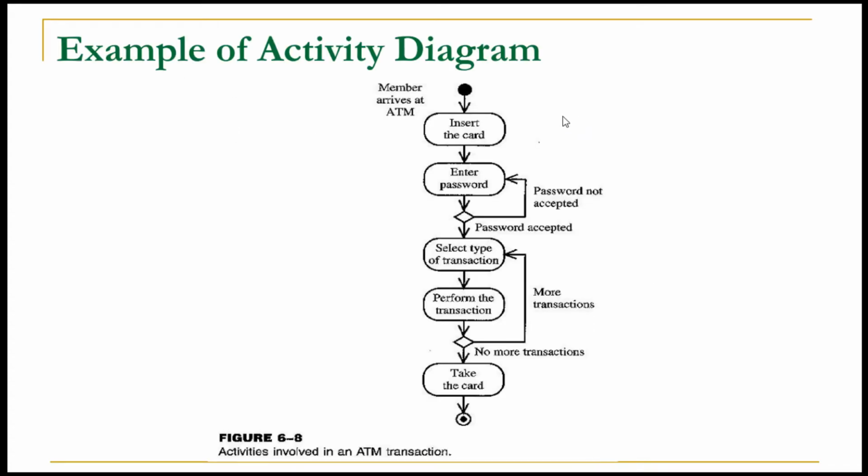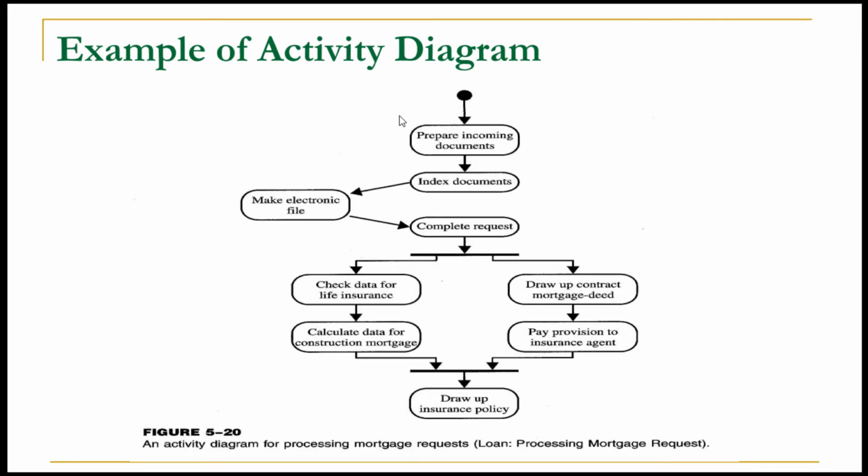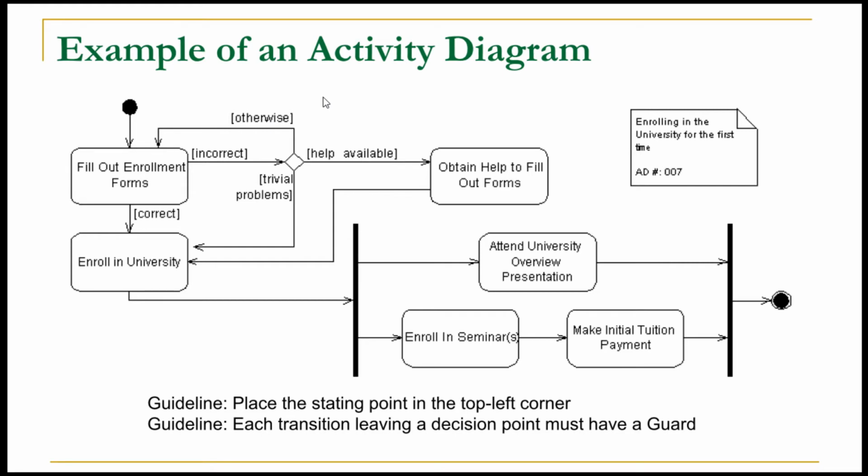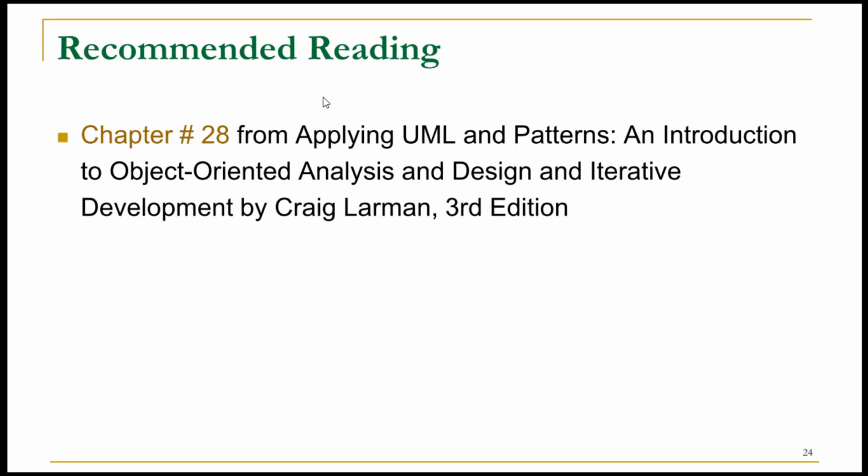And then for further understanding, you can have a look at the example activity diagram for modeling the process of ATM transaction. Similarly, there is another activity diagram which models the process of mortgage requests. And this activity diagram represents the process of enrolling in the university for the first time. So you can think of many other examples, and there could be scenarios given to you with the help of which you will be required to create those activity diagrams. And for further understanding, you can read chapter number 28 from Applying UML and Patterns. Good luck!